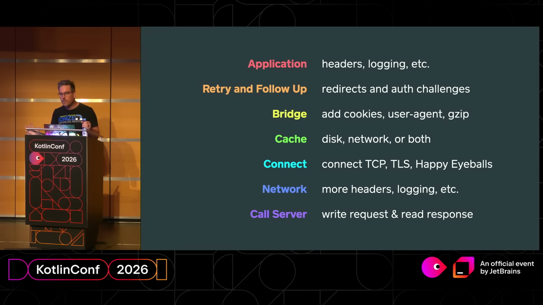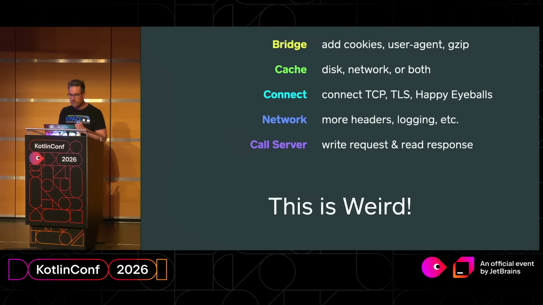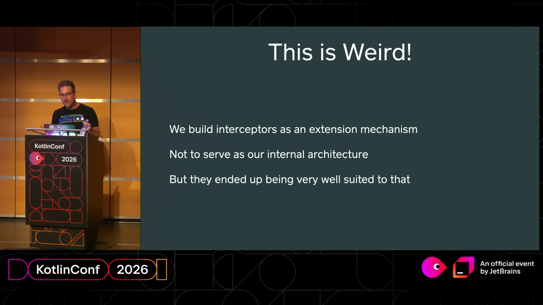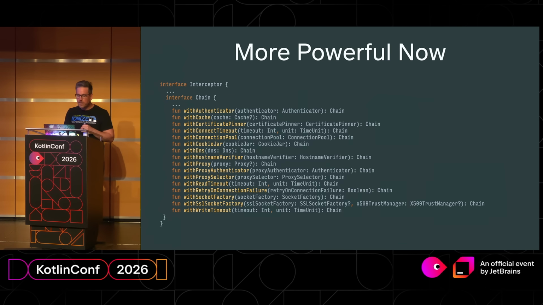And then finally, we call the server. And so OkHttp's own architecture is just a bunch of interceptors that apply different processes to the HTTP calls and responses. I think it's really weird that this thing that we built as an extension mechanism became the internal architecture of the library. And we didn't design it to do that. It just happened. And I think it may be a testament to the fact that our extension API was good enough that it could carry the whole library.